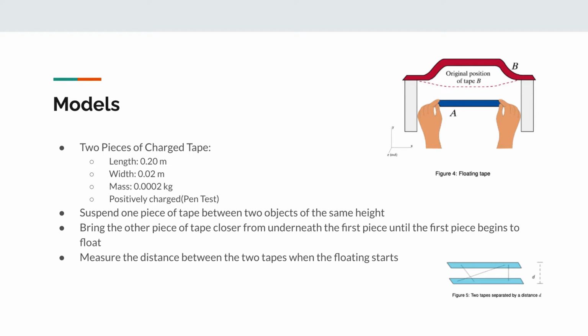Once we have two pieces of charged tape, we find that they're about equal in length and mass. We suspend one piece of tape between two objects of the same height, and we bring another piece of tape closer from underneath the first piece until the first piece begins to float. Then we can measure the distance between the two tapes when the floating starts.